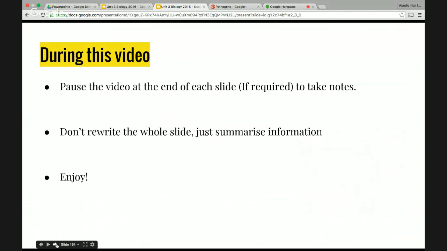Okay, so what I'd like you to do during this video is make sure that you pause the video at the end of each slide, if required, to take notes. If you've had time to take notes during the slide, then you don't need to do that, but it's important that you take some notes while watching this video. Don't rewrite the whole slide, but just summarize the information in dot points, and enjoy the video.